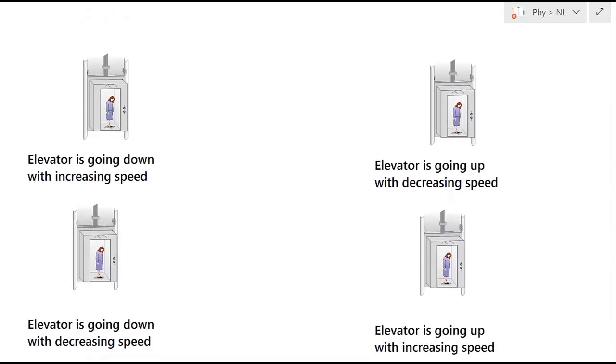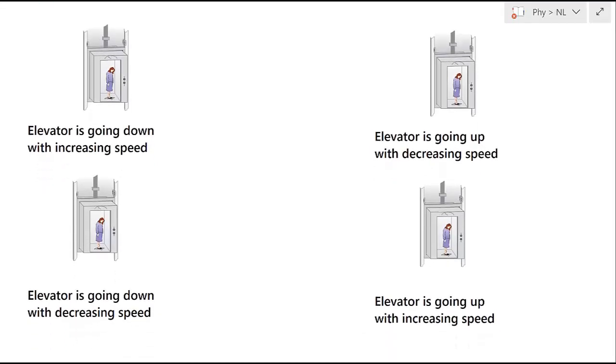In the first case, let us say the elevator is going down. This elevator has just started from the top floor. On the top floor, it was at zero velocity and it has started going down. So what will happen? It will try to increase its speed. Velocity is in the downward direction, and in this case acceleration is also in the downward direction.